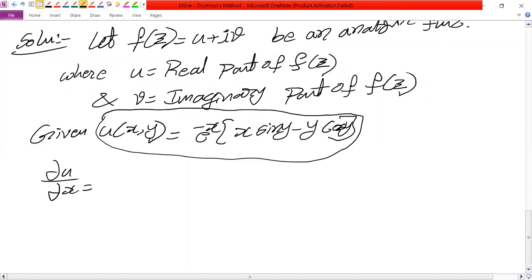Nothing else we need to worry about. So dou u by dou x. If we observe, e power minus x is a function of x, and the second factor is also a function of x. Here we are taking partial differentiation of u with respect to x, so we have to treat y as constant. Now we have to apply the differentiation of uv formula.